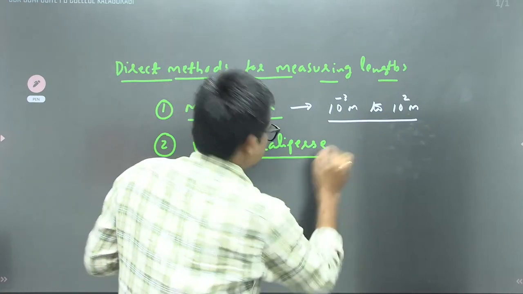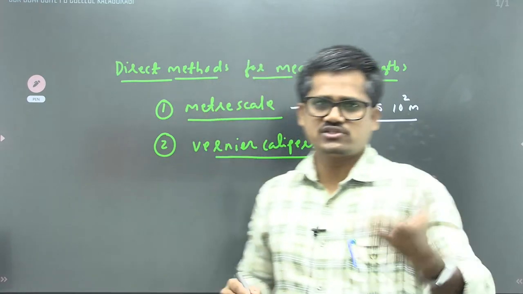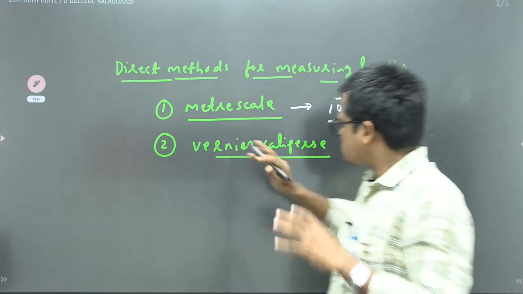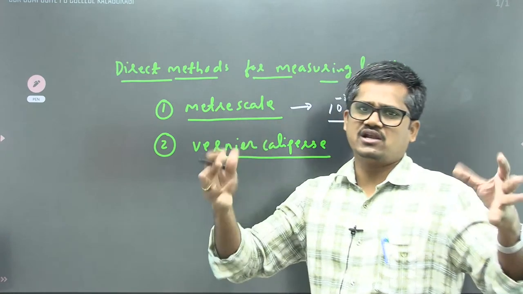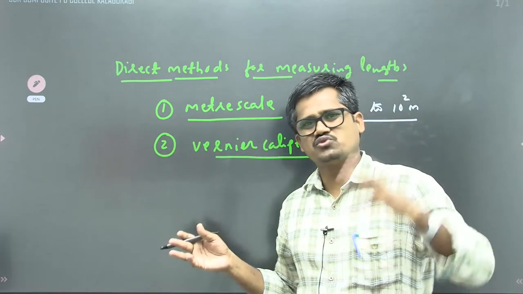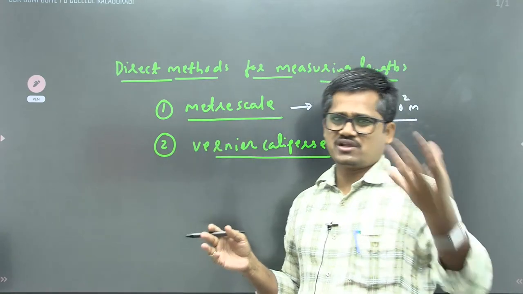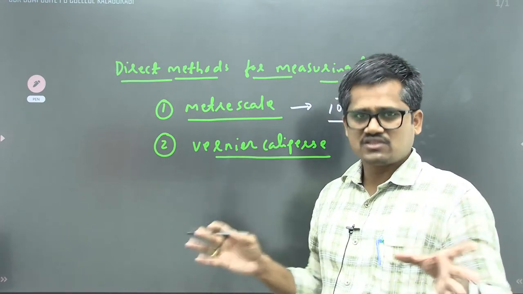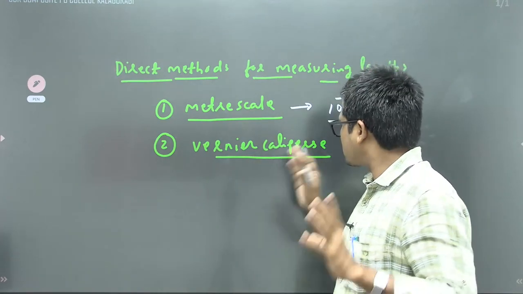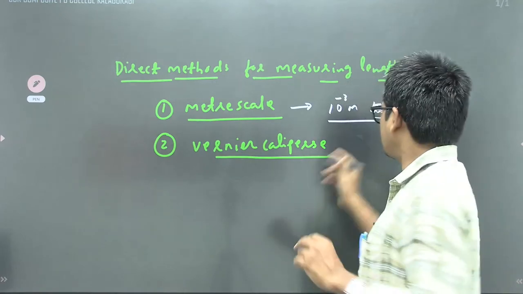So this vernier calipers, you will use it in the lab once the practical starts. A vernier caliper is a device used to measure, at the end of the day, a length. Of course, it is used to measure internal diameter and external diameter, but at the end of all, it is still a length. So vernier calipers are used for measuring lengths.